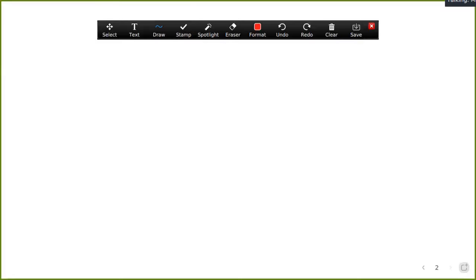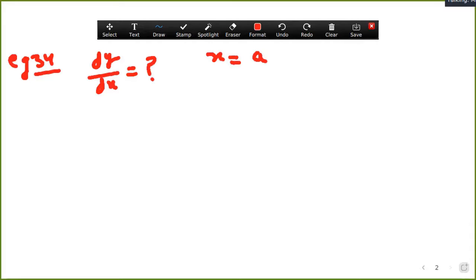Example number 34 of NCERT. Here you have to find dy upon dx. What is given? X is equal to a cos theta, and y is equal to a sine theta. It means both are in theta, so x and y are written in a third variable, that variable is theta.